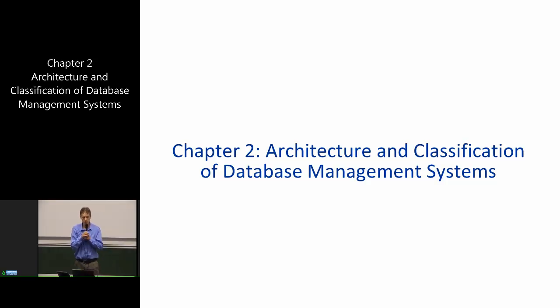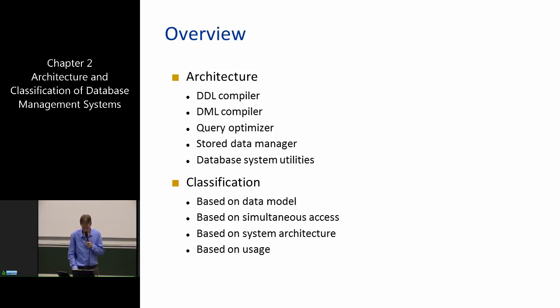Okay, welcome. In what follows, we are going to continue with Chapter 2, Architecture and Classification of Database Management Systems. So the purpose of this chapter is to zoom into the internal anatomy of a DBMS. And once we did that, we're also going to consider different types of classifications of database management systems. Here you can see the overview of the chapter.